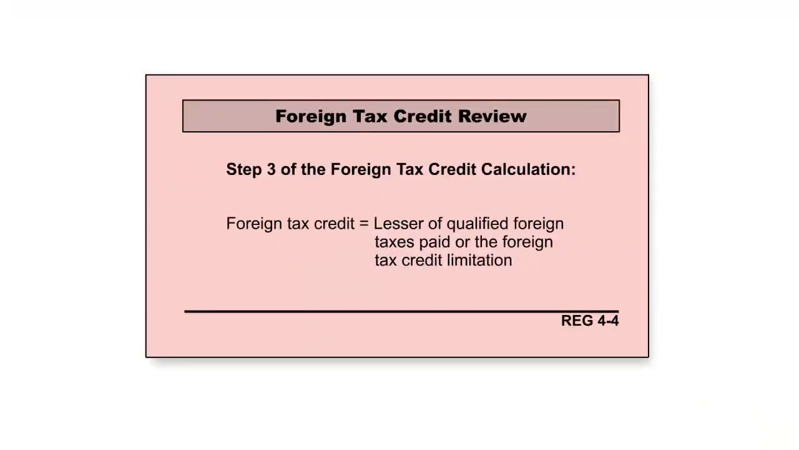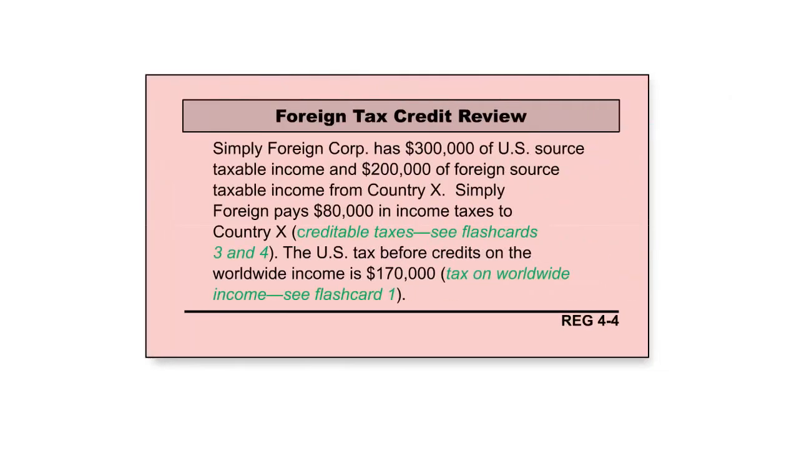Step three of the credit calculation: the foreign tax credit is the lesser of the qualified foreign taxes paid or the foreign tax credit limitation you just computed. So here's another example. Simple Foreign Corp has $300,000 of U.S. sourced taxable income and $200,000 of foreign sourced taxable income from country X. Simple Foreign pays $80,000 in income taxes to country X. All right, those are the creditable taxes. The U.S. tax before credits on the worldwide income is $170,000. So can we get a credit for that full $80,000? Well, we'll have to see.